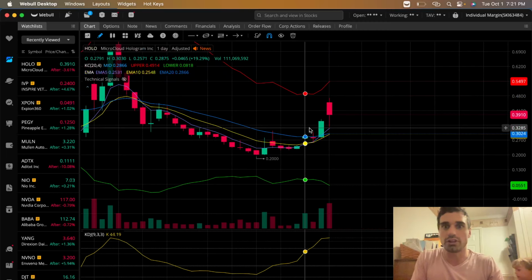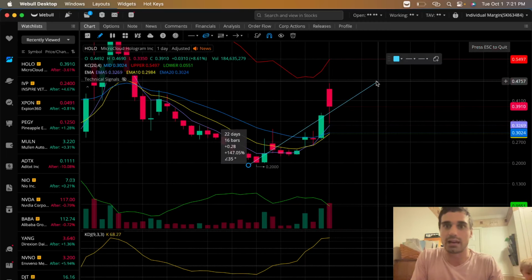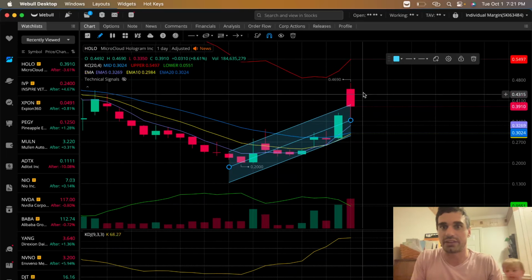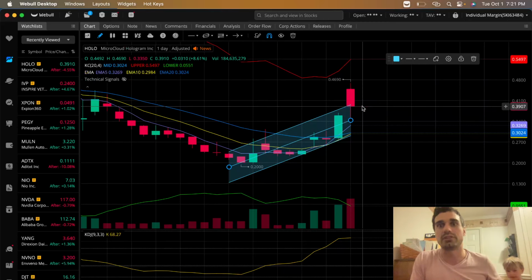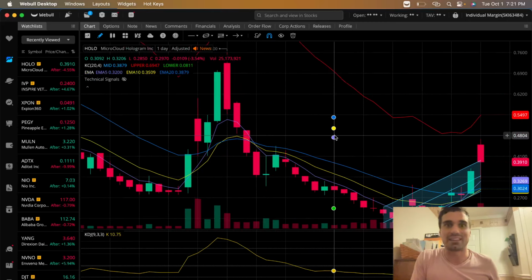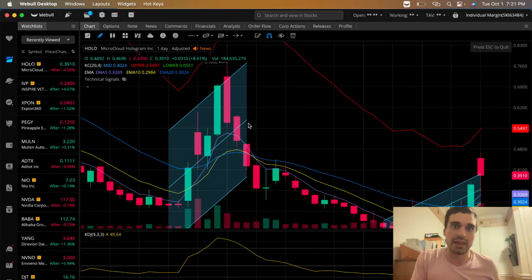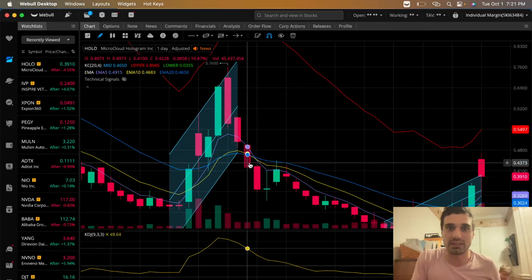So for HOLO, we are definitely breaking out of the channel. As you can see, we are in a mini uptrend. We try to get out of this channel here, but then as you can see from this high, we start coming back down into this channel. That's the same thing we had here. We had this channel here, and then we broke out to the low side.